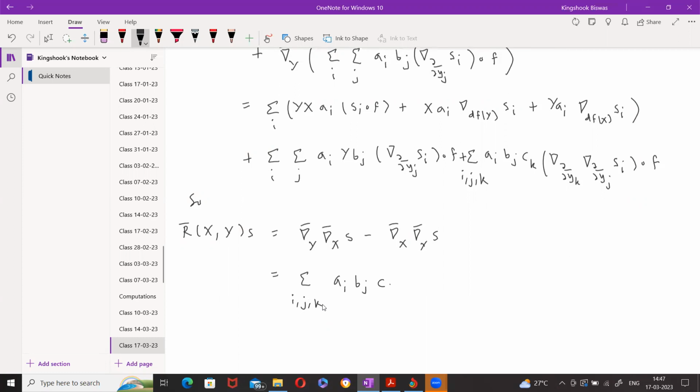b_j, c_k, and then I'll have nabla del y_k nabla del y_j s_i minus nabla del y_j nabla del y_k s_i, right? The whole thing composed with f. That will come from here. And then what do I have from here? This is the only part I need to be a bit careful about.